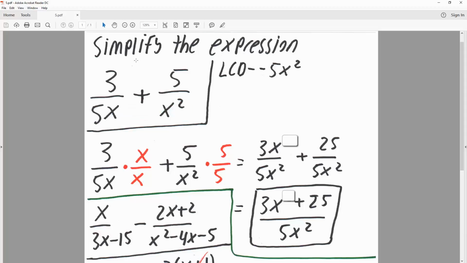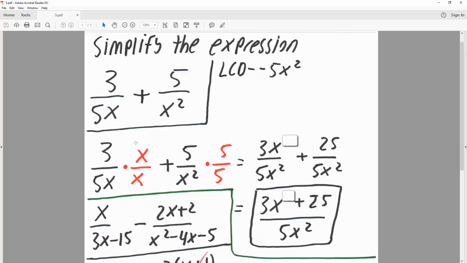In order to simplify the expression, we need to get a common denominator. So we have to get an LCD, least common denominator. So we could say 5x squared would be our LCD, because with 5x squared in the denominator for both of these terms, we will have a common denominator. So in order to get 5x squared for this term, we need to multiply by x, multiply by x. This will allow us to get 5x squared.